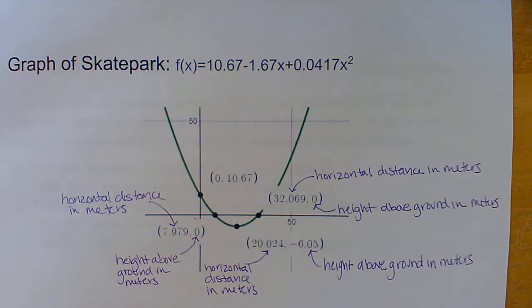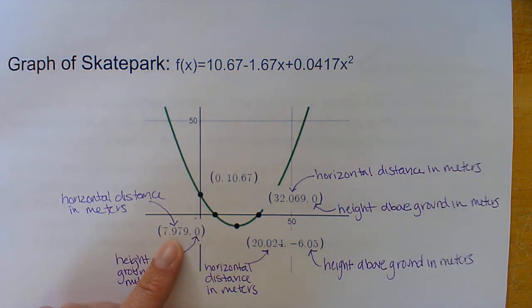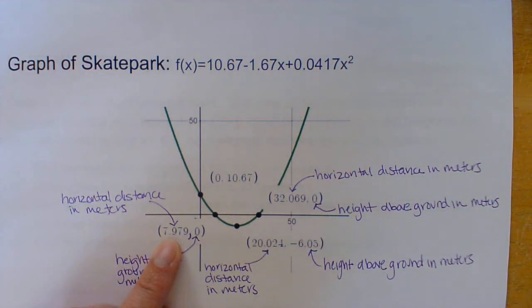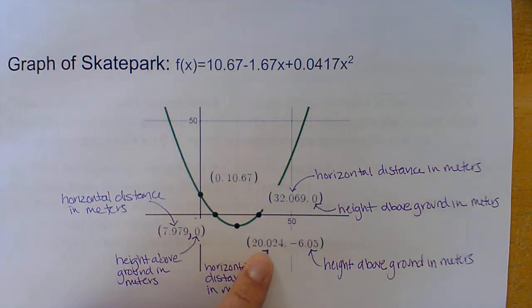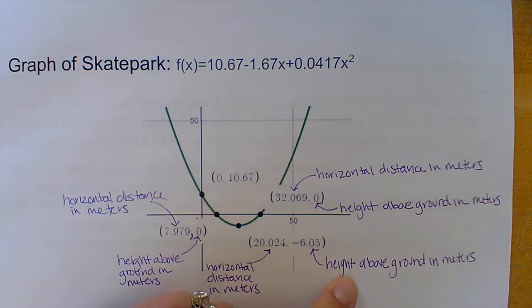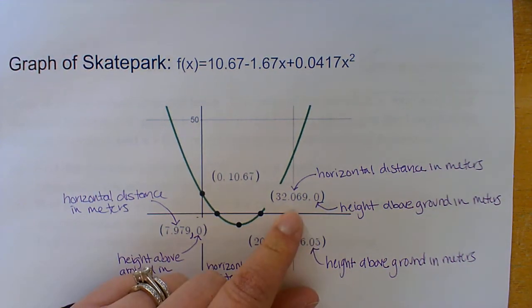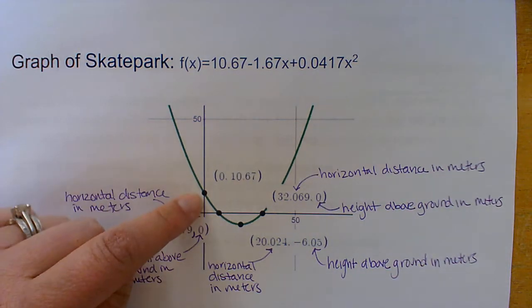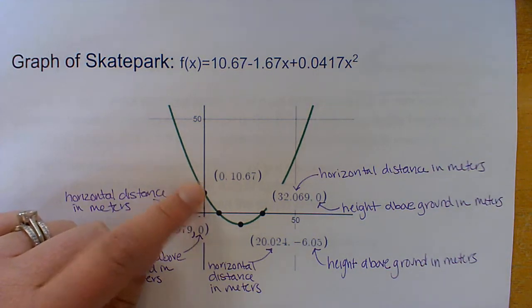All right, here's my skate park. Okay, so I went through, again, all of my x values I labeled. This is a comma here. So this number, horizontal distance in meters. This number, height above the ground. This number, horizontal distance in meters. This one, height above the ground. Horizontal distance in meters, height above the ground. Again, I didn't label the y-intercept.